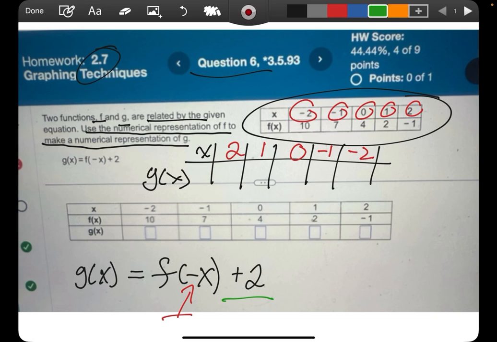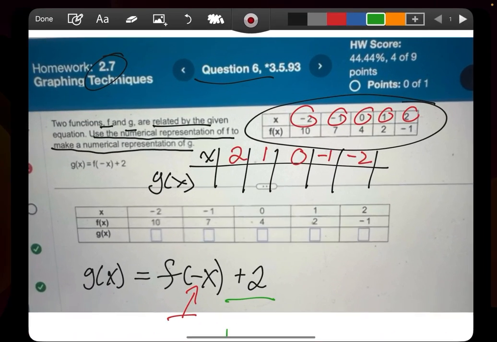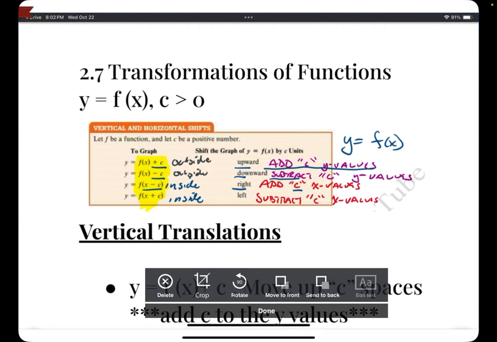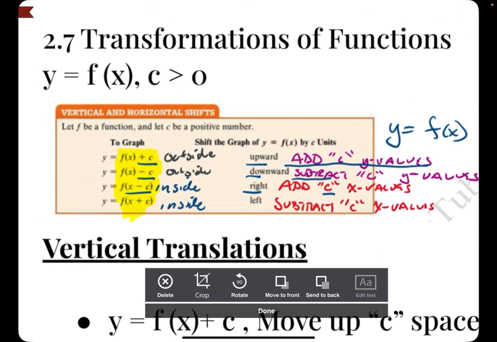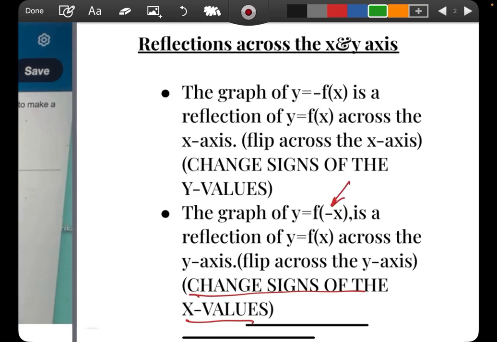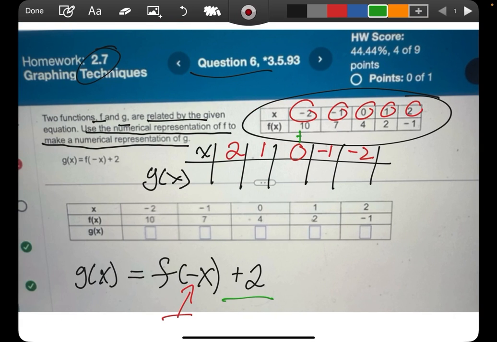Second step, let's deal with that plus 2 on the outside. Let me zoom in a little bit. Y'all, I'm getting this from my study guide that I sent you guys. If we got a plus on the outside, we're going up, we're going to add whatever number that is, in this case 2, to our y values. So 10 plus 2 is 12, 7 plus 2 is 9, 4 plus 2 is 6, 2 plus 2 is 4, and negative 1 plus 2 is 1.